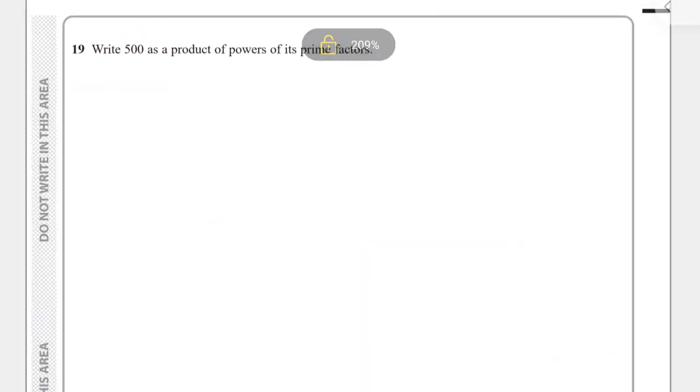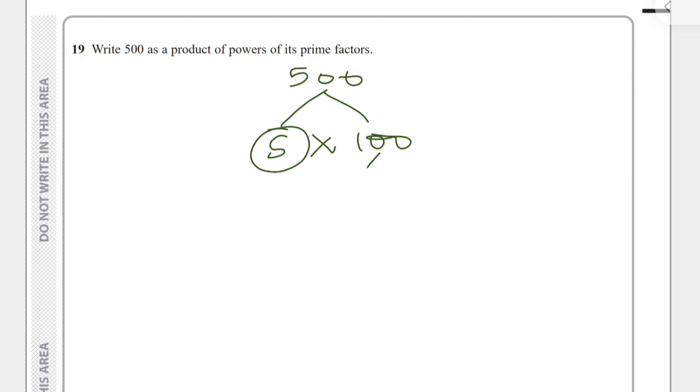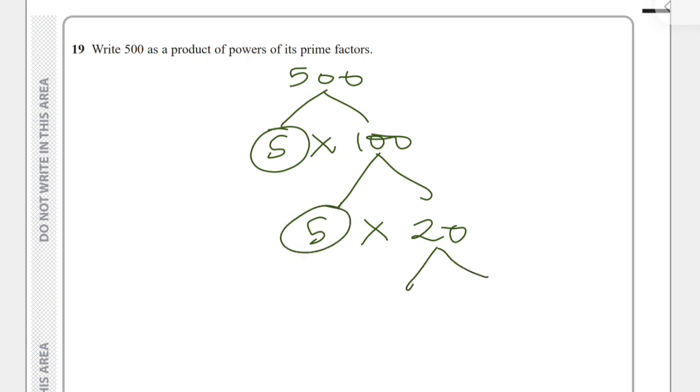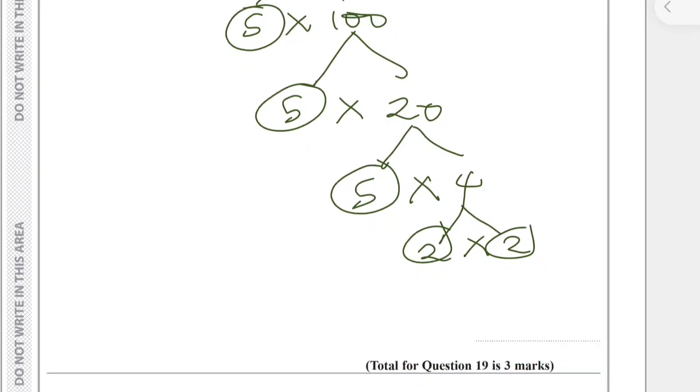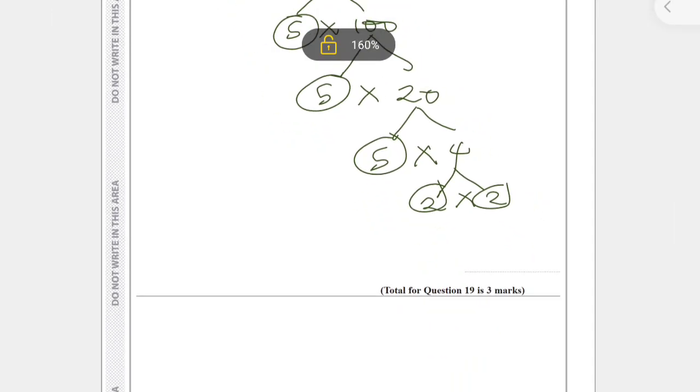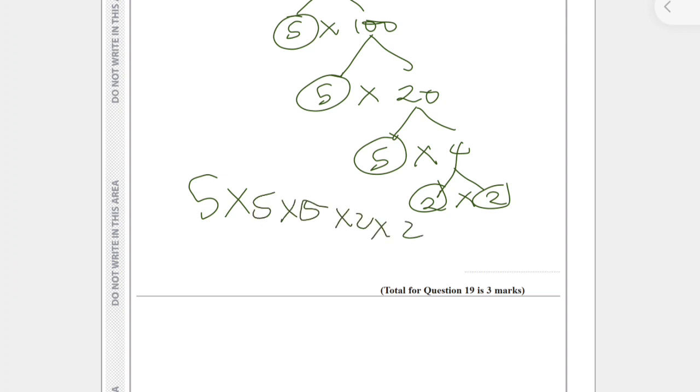Write 500 as a product of powers of its prime factors. So that's easy. 500 first, that will be 5 times 100. So this is a prime number. This is 5 times 20. This is a prime number. This is 5 times 4, prime number. And this is 2 times 2, prime number, prime number. So that would be 5 times 5 times 5 times 2 times 2, which is 5 to the power of 3 times 2 to the power of 2.